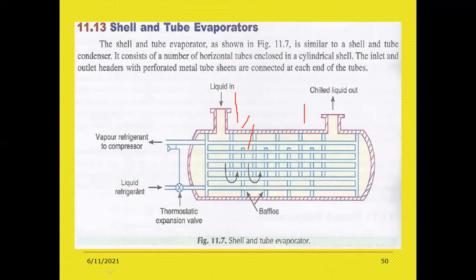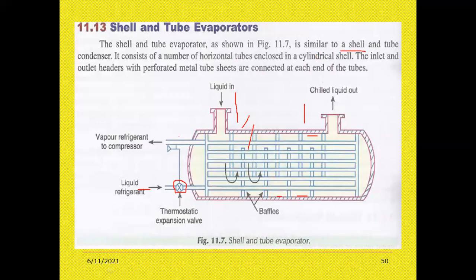Here the liquid refrigerant is passing at one section, and the vapor refrigerant is sent to the compressor on the other side. This is a thermostatic expansion valve, which can be used for controlling the process. These are the baffles or spacers which are provided inside the shell. The shell and tube evaporator is similar to the shell and tube condenser.